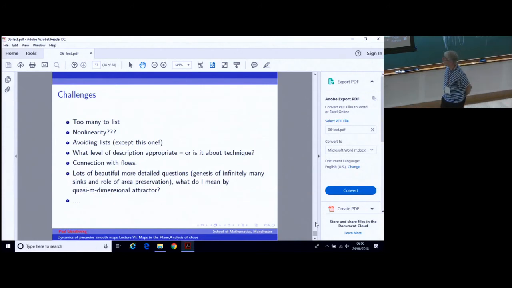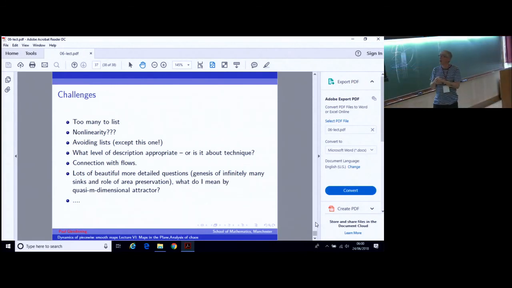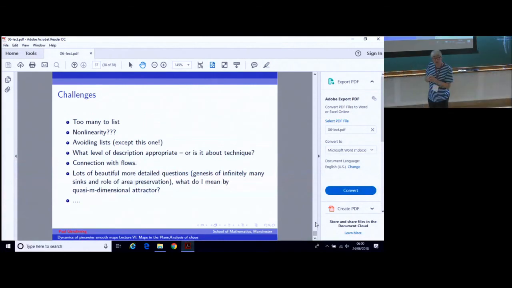Connection with flows has all sorts of interesting things. David showed you a bit of that, where the maps come in. And there are lots of more detailed questions. I think the whole higher dimensional issue is really interesting for me at the moment. It's really hard, but it's interesting.